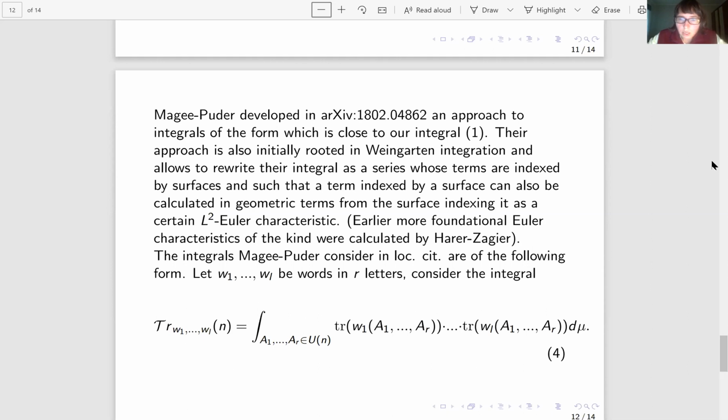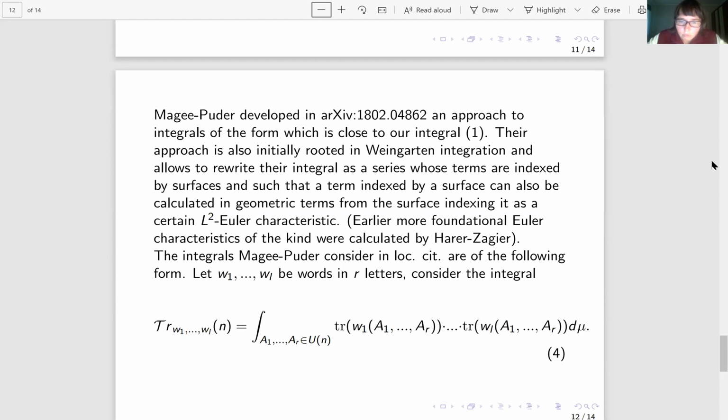So they also use Weingarten integration initially to expand this integral into a series, and then they find a way to write their integral as a series whose terms are indexed by surfaces, basically topological surfaces, like surfaces of genus g, probably with some maps between the surfaces. Each term indexed by a surface can be calculated in geometric terms as certain L2 Euler characteristics. Such Euler characteristics were studied by Harer and Zagier earlier in their famous paper.